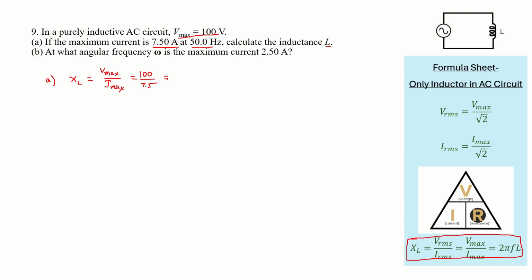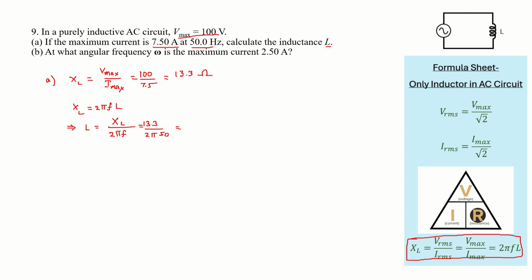So 100 over 7.5, the answer is nearly 13.3 ohms. That is the XL. Now we will use another formula, XL equal to 2 pi FL. From this we can calculate the L value, with L as the subject, so it becomes XL over 2 pi F. So XL is 13.3 divided by 2 pi times the frequency. Here the frequency is 50 Hz.